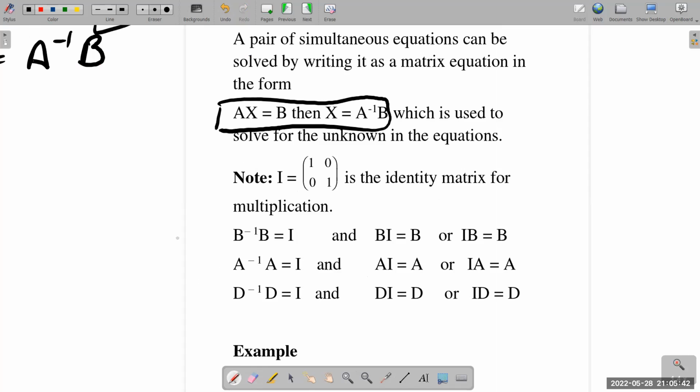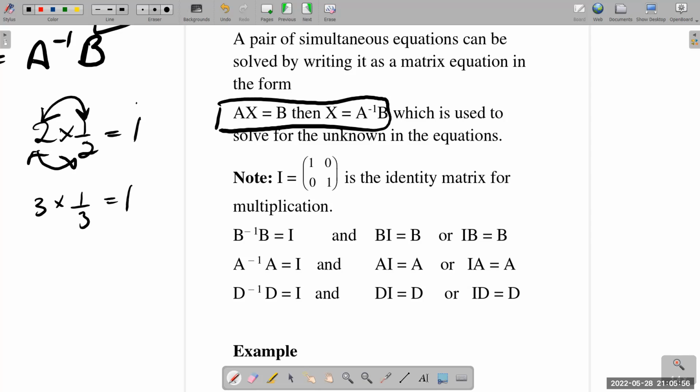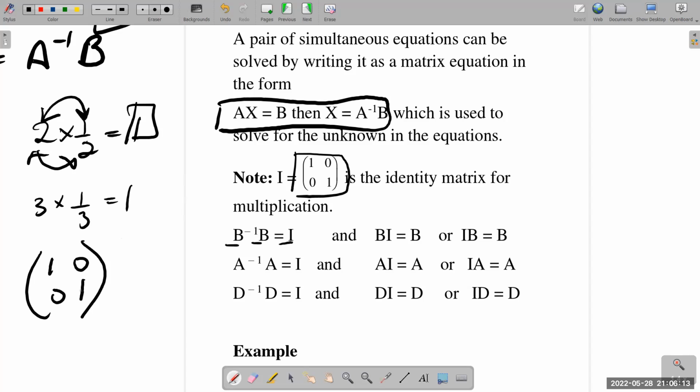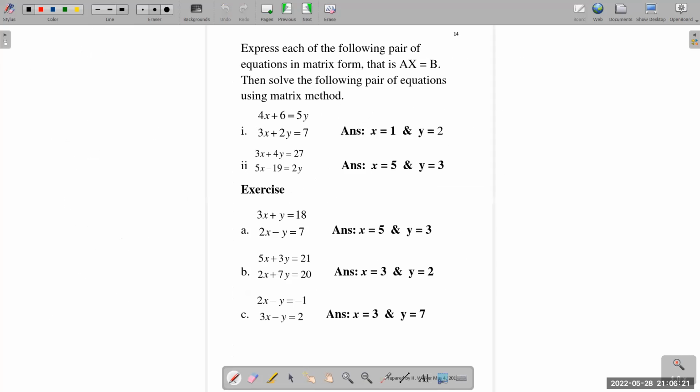Also keeping in mind, it's almost like saying 2 times a half. 2 times a half is 1. 3 times a third is 1. Why? Because these two are the inverse of each other. When you multiply two inverses, you're going to get the identity, and the identity is 1. So A inverse times A is the identity. And in matrices, it's not 1, but it's this specific matrix. You must memorize this. 1, 0, 0, 1. That's the identity matrix. I'm going to write it again. 1, 0, 0, 1. The identity matrix.